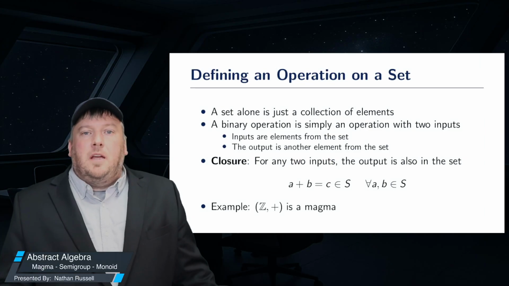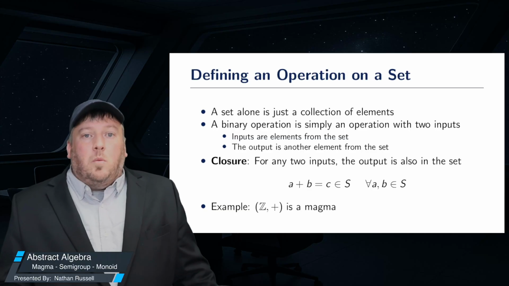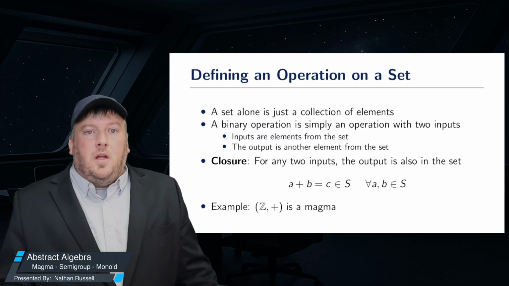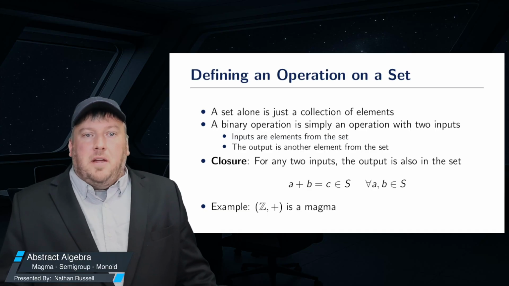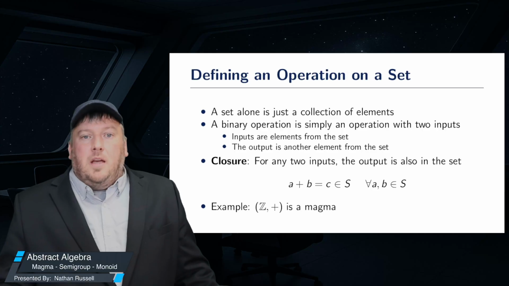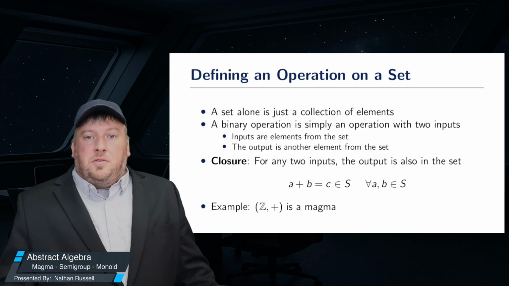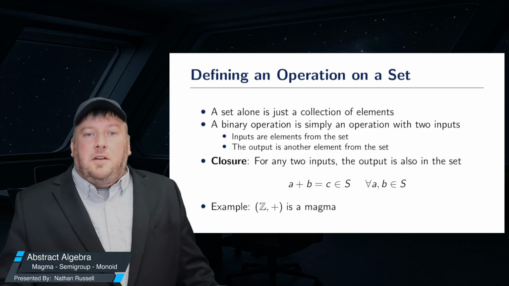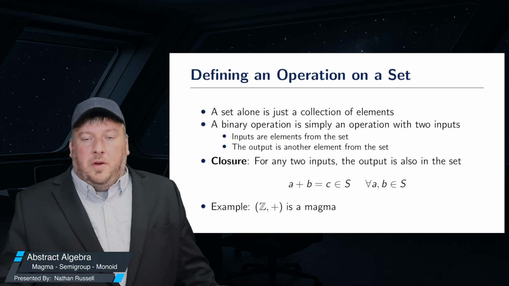A set by itself is just a collection of elements. When we define an operation on that set, we are describing how two elements can be combined to create another element. For the operation to make sense, the result must also be an element of the set. This property is called closure. For example, if we take the integers under addition, adding two integers will always result in another integer.